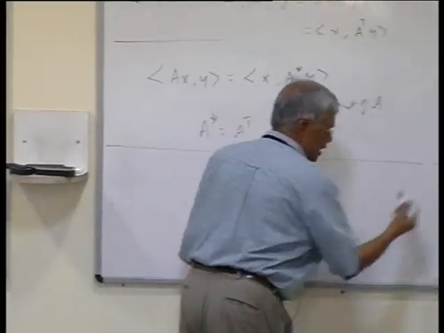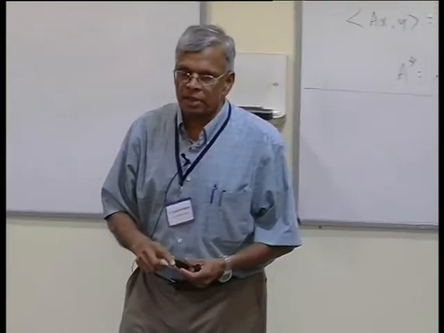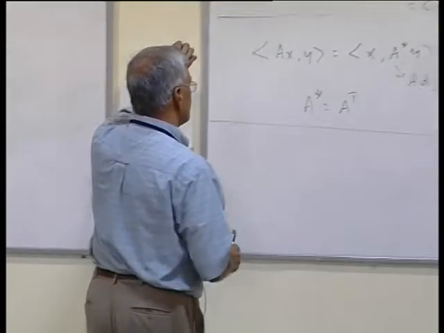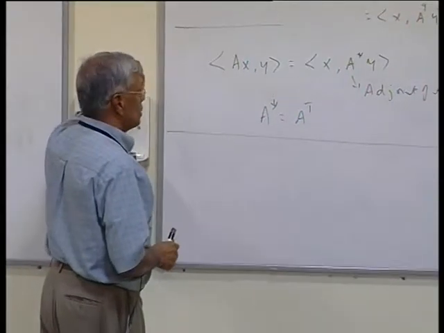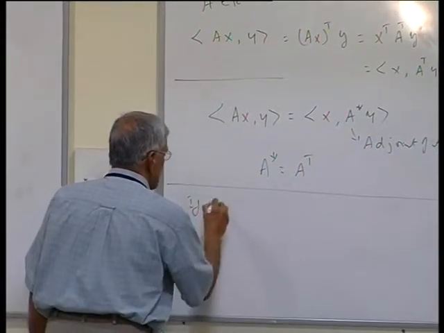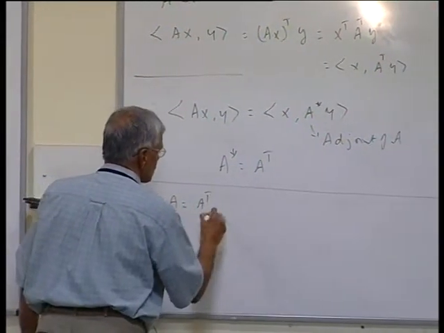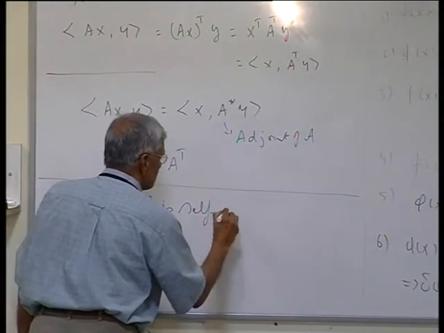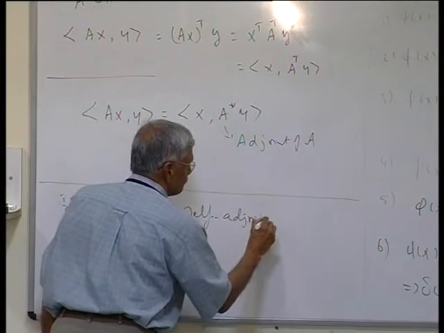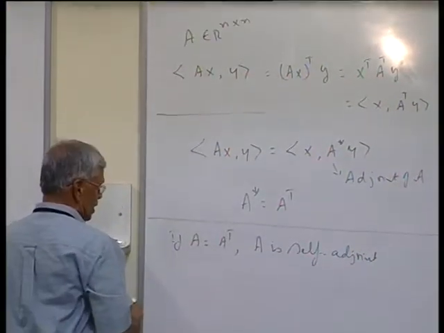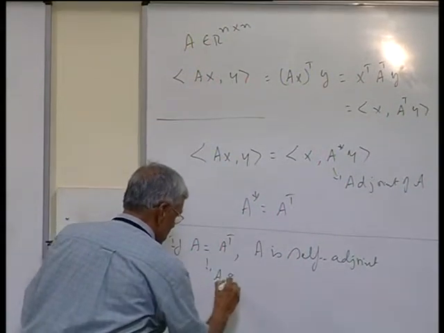You can talk about the adjoint of a differential operator, the adjoint of an integral operator, the adjoint of any meaningful linear operator, but I'm not going to go there. If A is equal to A transpose, then A is called self-adjoint. So here I'm assuming A is the general case, and here A is symmetric.